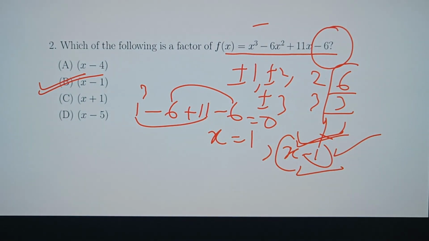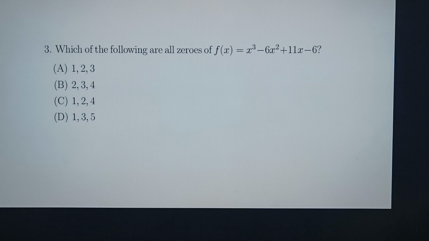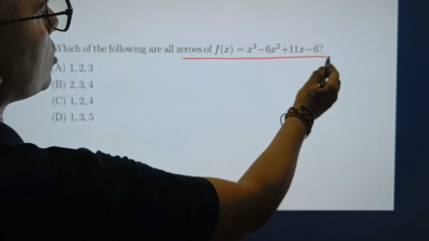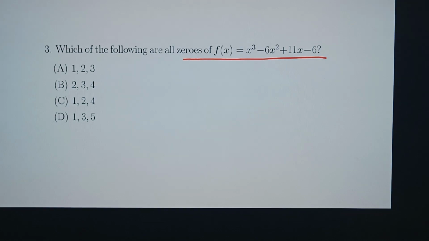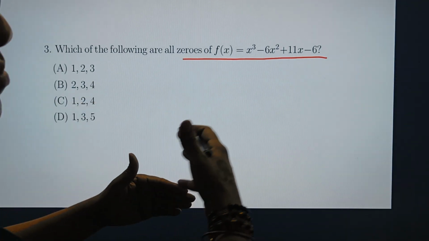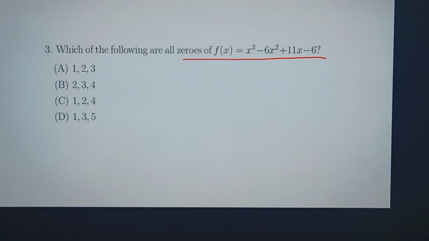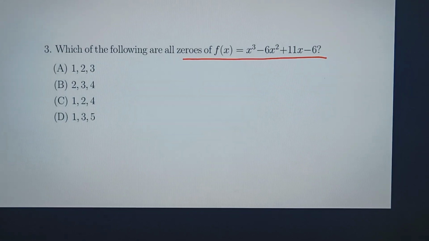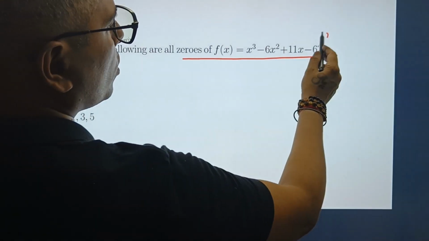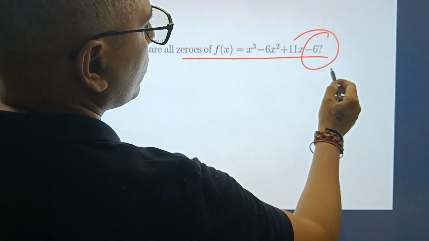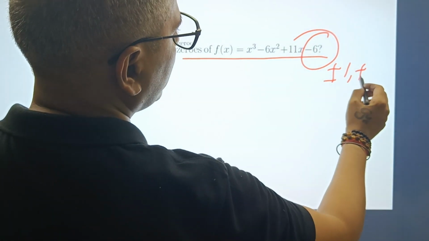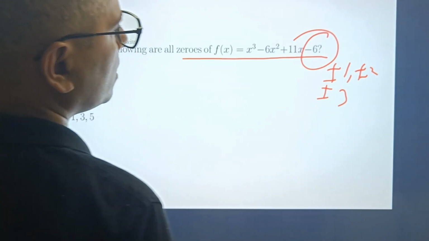Now let's move towards our question number 3. Which of the following are all the zeros of this particular equation? Here we are going to discuss in more detail how to find all the factors of a cubic polynomial. That is more interesting. What we have discussed earlier, we should focus on this particular constant. So here the prime factors are plus minus 1, plus minus 2 and plus minus 3.